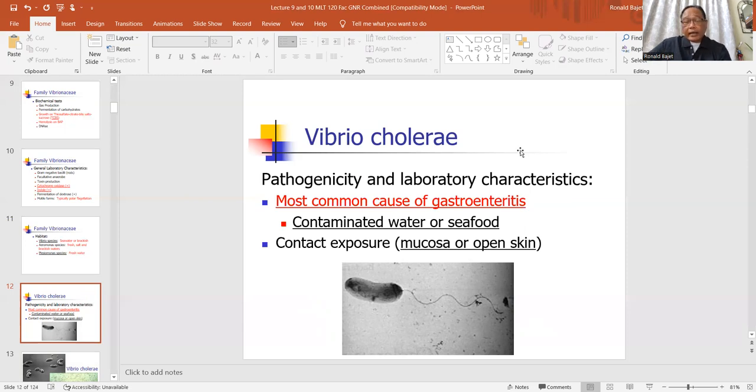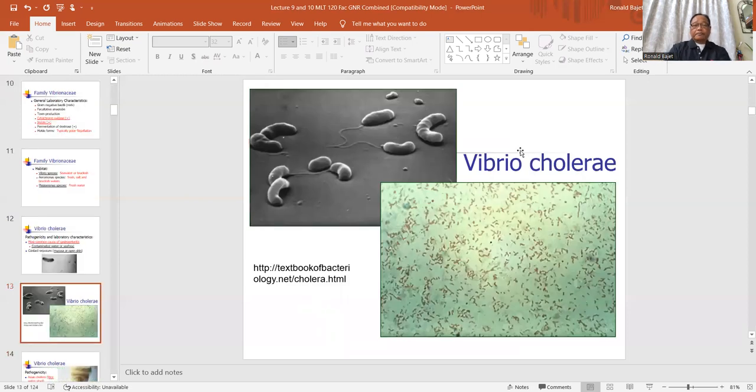And you get it from eating contaminated seafood or being exposed to contaminated water. And the way it enters the body is contact exposure, meaning that it comes through the skin, open skin wounds, or through the mucosa, like your nose or your mouth. So that's how it enters your body, it's contact exposure, and also the food and water that you drink. Vibrio cholera, that's a typical shape there.